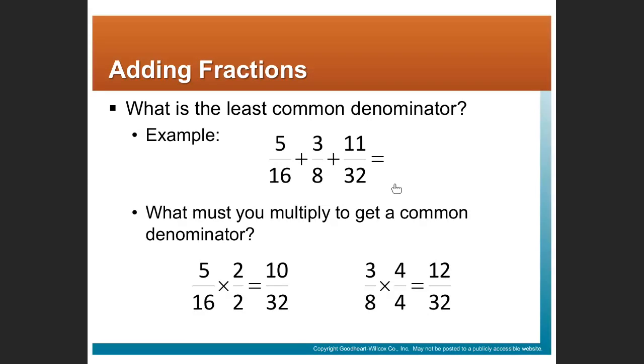Right, so if I multiply the 5/16 by 2 over 2, 5 times 2 equals 10, 16 times 2 is 32, so 5/16 is the same as 10/32. And similarly with 3/8, I want to convert that to 32nds, so 8 times 4 equals 32, 3 times 4 is 12, so 3/8 is the same as 12/32. So now I'm in a position where I can add those things together.